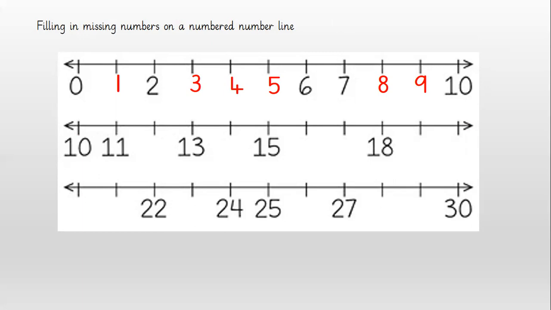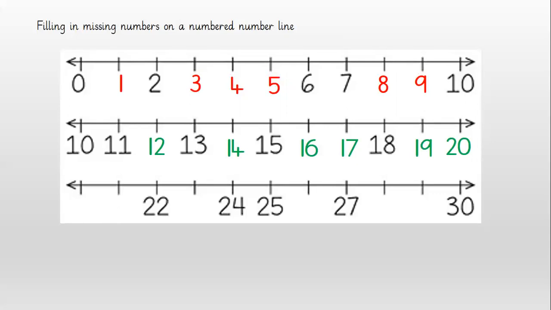Let's have a look at the second number line. Now this starts from 10. We don't have an end number, but we've got two numbers that stand together. So we've got 10 and 11. So we need to think about what numbers are they going up in. And I know that it's going up in ones. So you have a go at filling in the second number line.